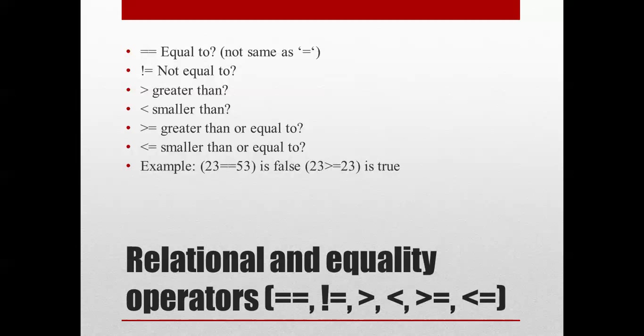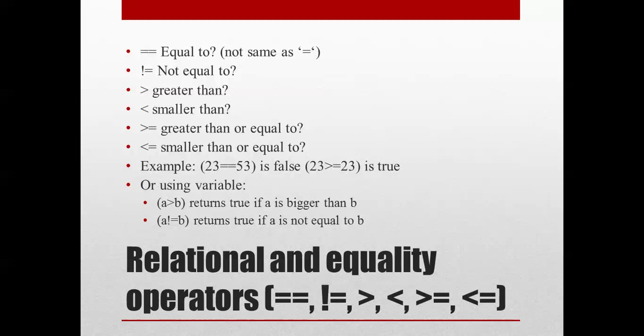So for example, if you say is 23 equals to 53, it's going to say false, because we all know 23 is not equal to 53. But if you say 23 greater than or equals to 23, then it's going to say true, because 23 is equal to 23. Or you can use it with variables. You can say is a greater than b, it will return true if a is bigger than b, false otherwise. And if you say a not equals to b, then it returns true if a and b are not equal to each other, otherwise it's going to return false.